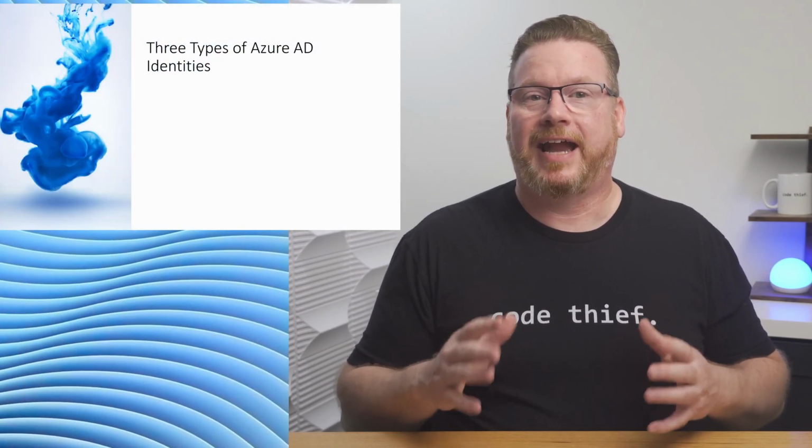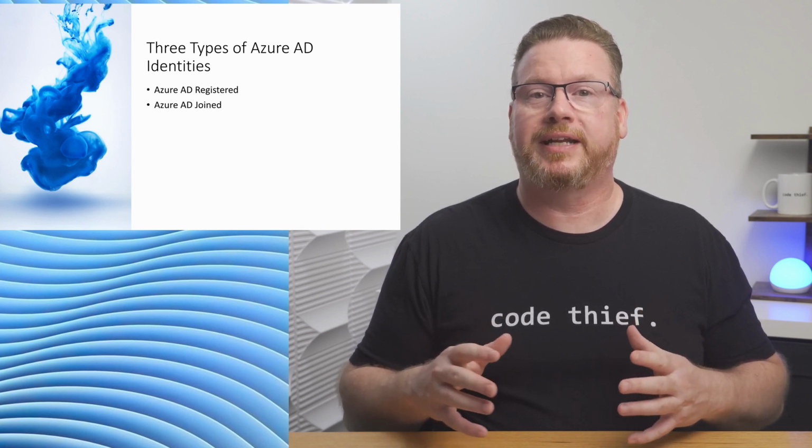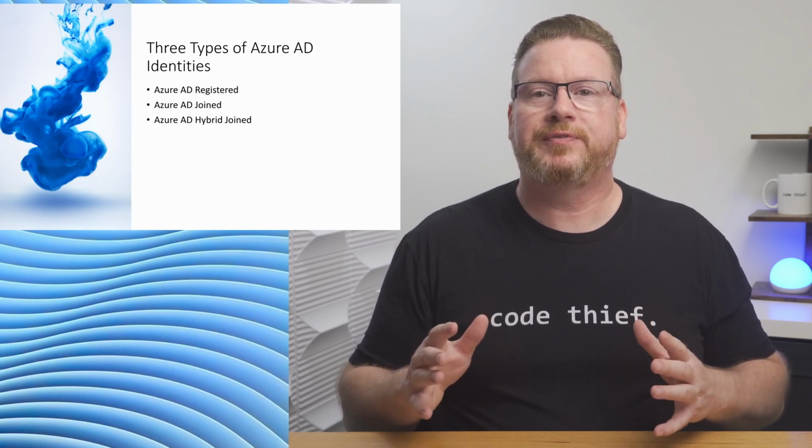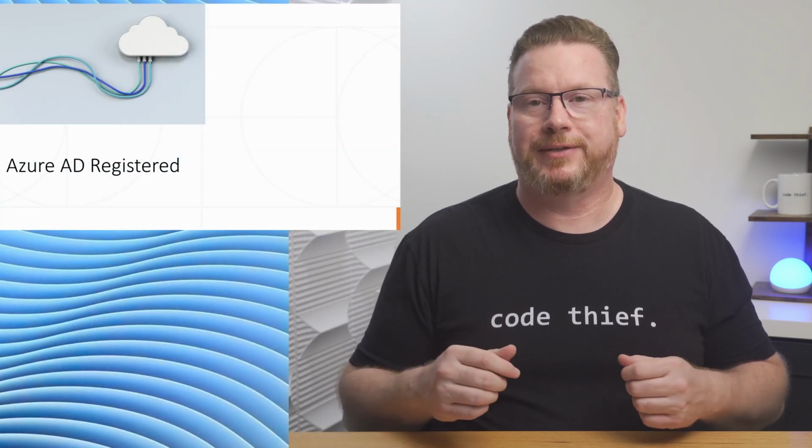There are three types of identities in Azure AD. They are Azure AD Registered, Azure AD Joined, and Hybrid Azure AD Joined. Let's review the first example, Azure AD Registered.